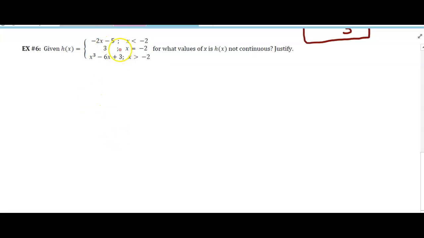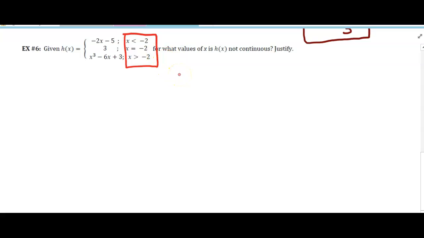Well, if I'm looking at this piecewise, again, this first part, negative 2x minus 5, that's the equation of a line. No discontinuities there. This second piece is also a line. It's actually a horizontal line, y equals 3. No discontinuities. And lastly, this polynomial, this cubic, also we know has no issues with continuity. And so the biggest issue we are worried about is at an x value of -2.